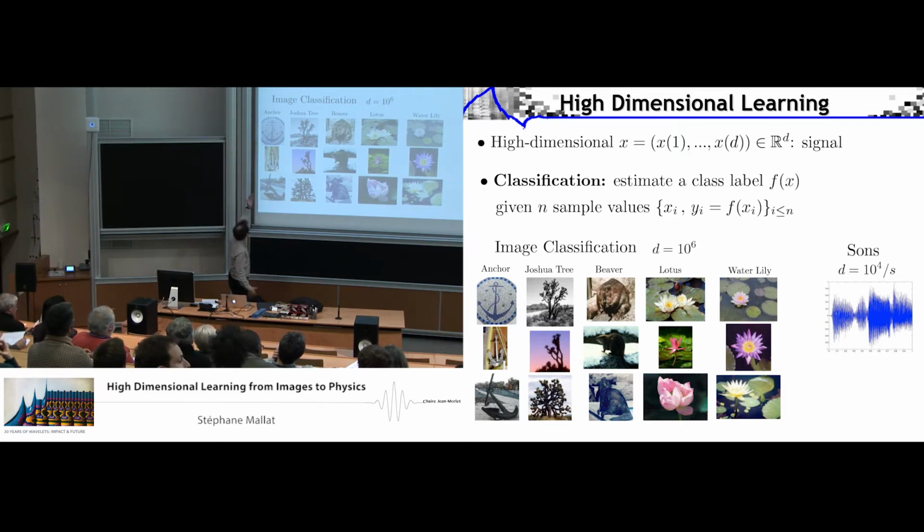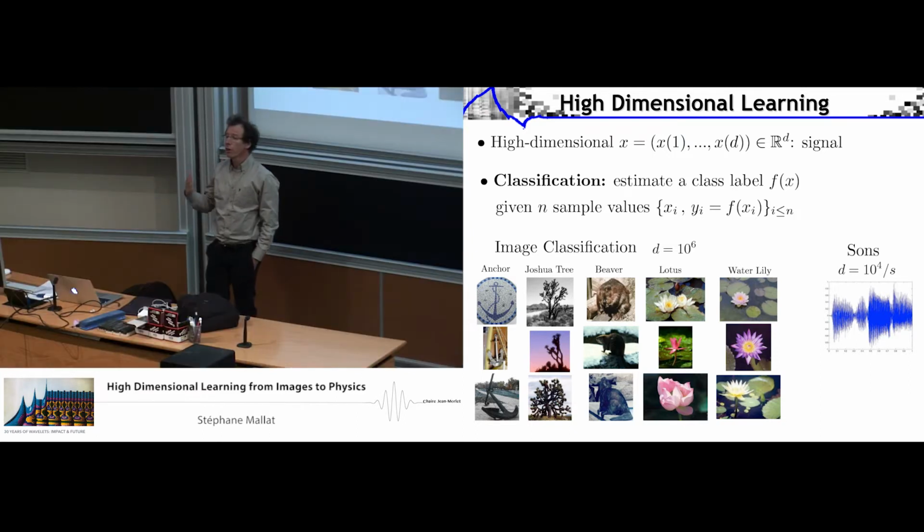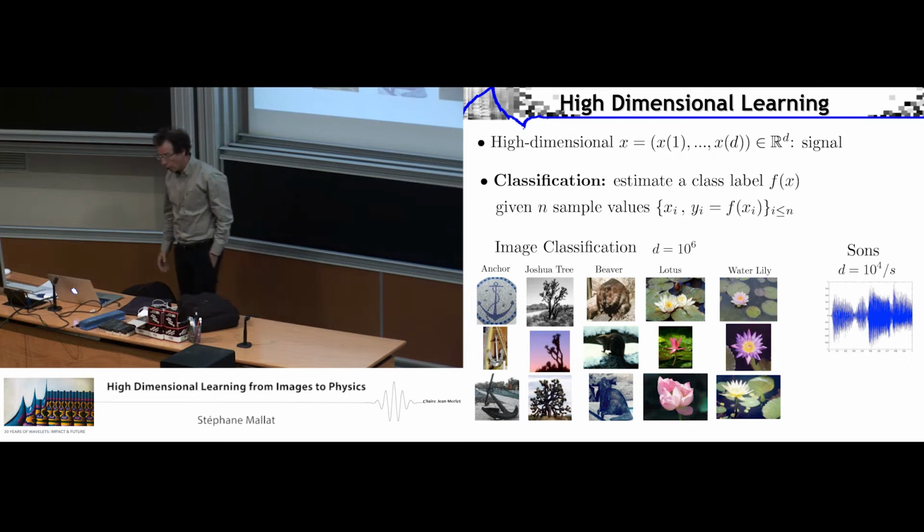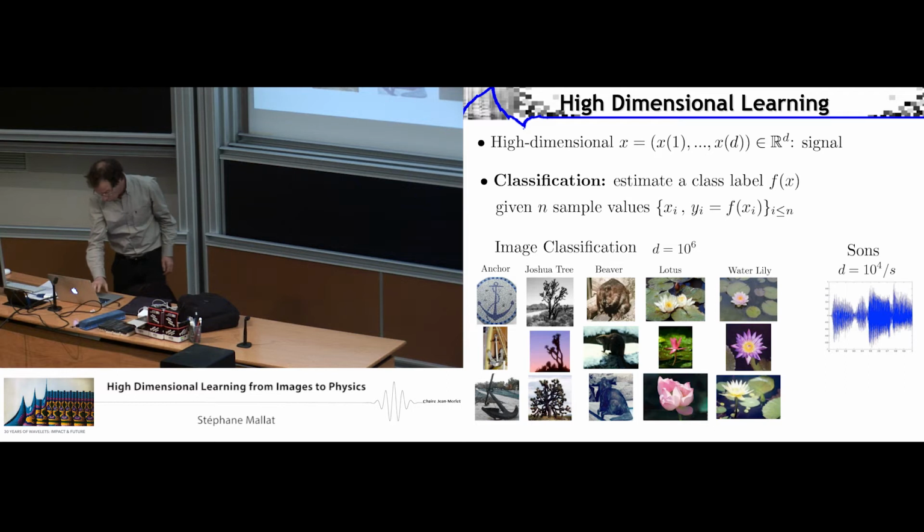For example, for an image, x is an image, typically 1 million pixels. And for an image, you have a certain label. For example, these are anchors, Joshua trees, beavers, lotuses, water lily. So the label is, let's say, water lily associated to these images. So you want to learn this function f of x, that you should really think of as a functional. Given a set of training samples, for each image xi, you know the label f of xi. Now you're given a new image, you have to compute the label.